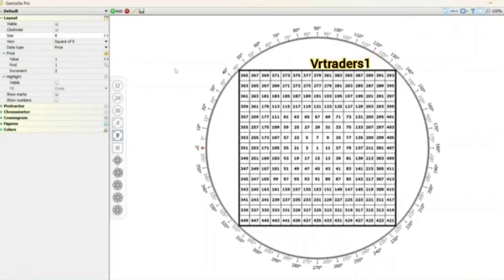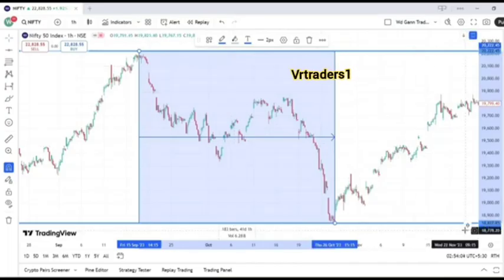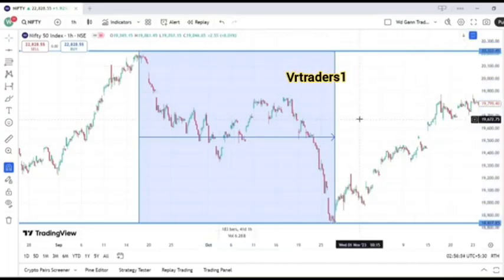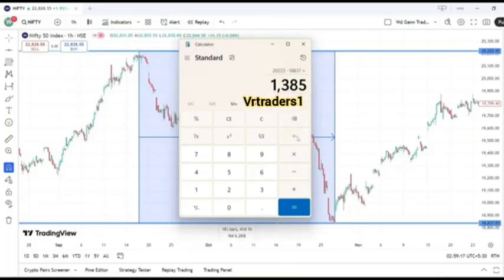Let's see all this with an example and understand it more clearly. Open the TradingView app. Let's take this example only. Our measure high is 20222 and measure low is 18837. Let's first calculate the increment value. Open the calculator. Increment equals measure high, which is 20222, minus measure low, which is 18837, divided by n, where n equals the number of candles between measure high and measure low, which is 183 bars. So divide it by 183.